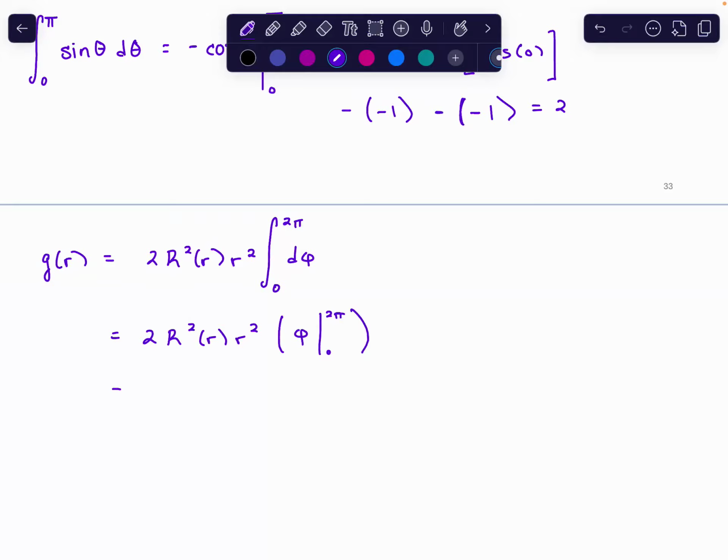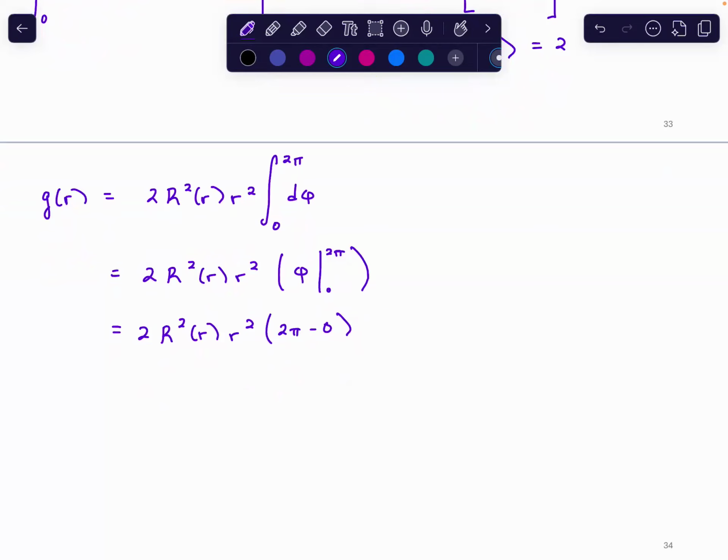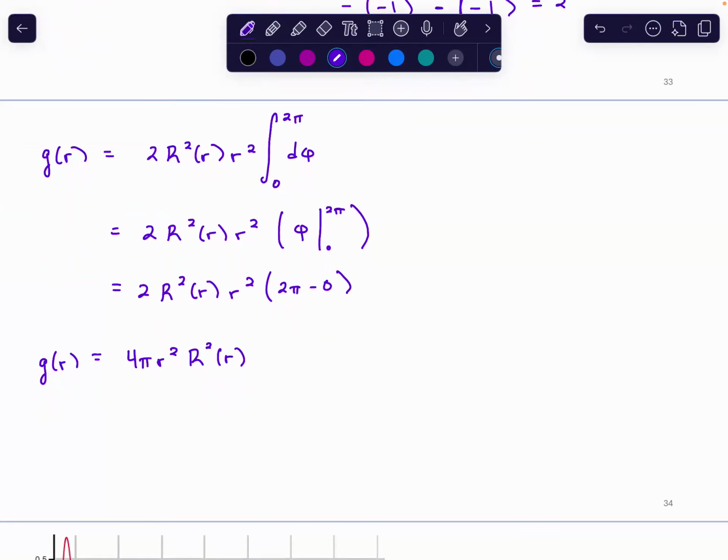And that means 2 r squared, and then we're going to have 2 pi minus 0. And so by the time we're done, you notice that our radial distribution function is going to equal 4 pi r squared multiplied by the probability density of the radial part of our hydrogen wave function. So this is what you see in the textbook. I just showed you how we get there and how we think about it.